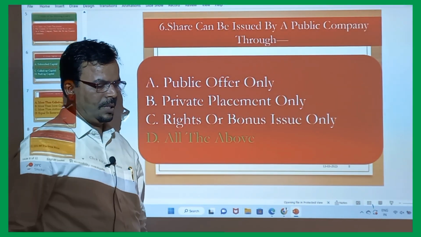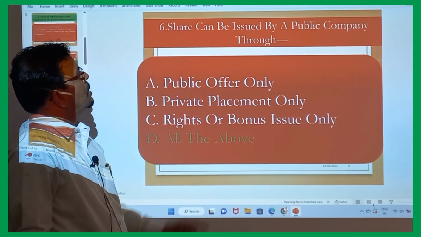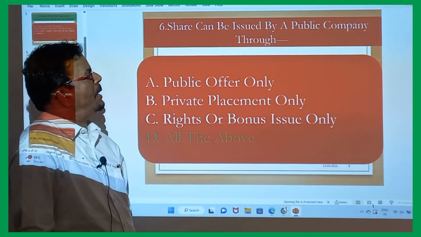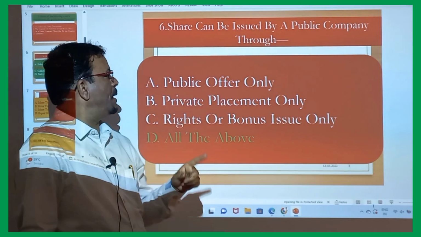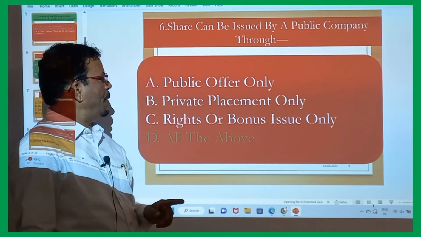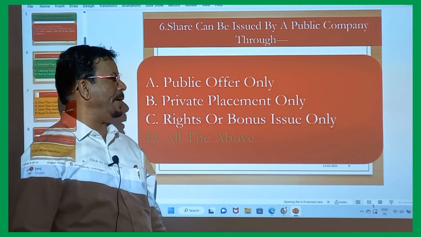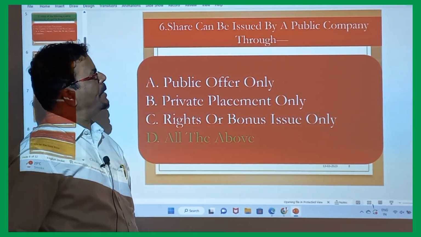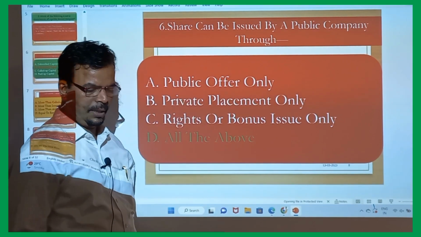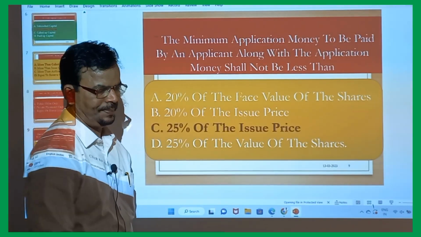Now, subscribed capital can be more than called-up capital. You know, this is a procedure of the issue of shares. Shares can be issued by a public limited company through all the above: a public offer, a private placement, and a rights and bonus issue of shares. So these are three ways a public company can issue shares, all the above.